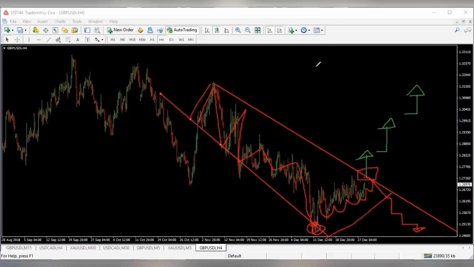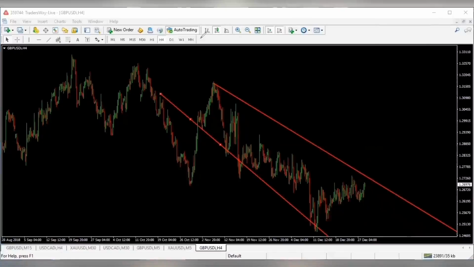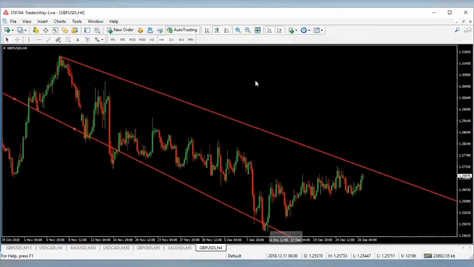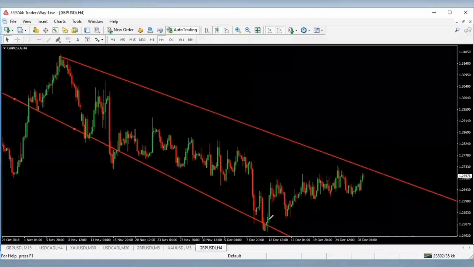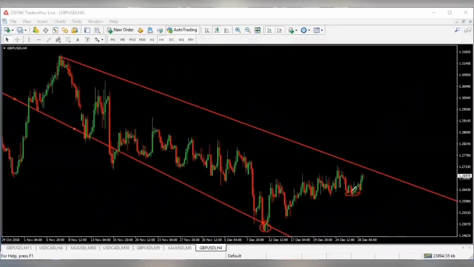Once you find your channel, it's very, very easy to find your entry. If you are looking for a buy, this was your perfect buy position. If you missed this perfect buy, you had another opportunity right here. And now this would be the next opportunity for you to place a trade, either for a buy or a sell. Once price reaches there, you simply have to watch to see where it's going to break.